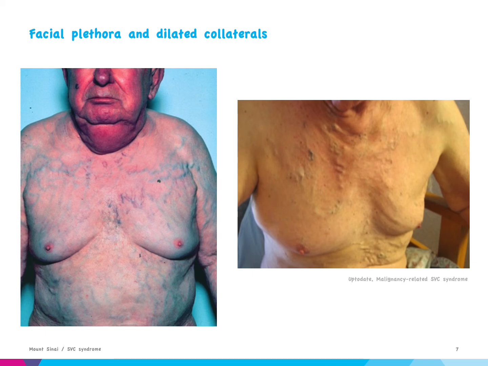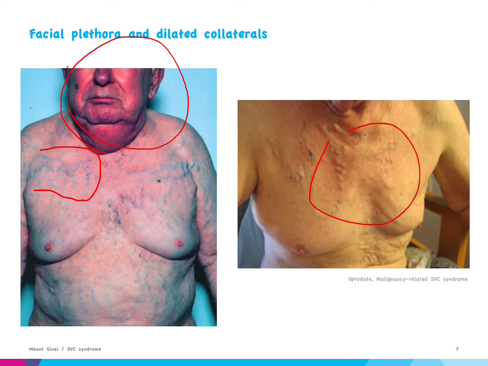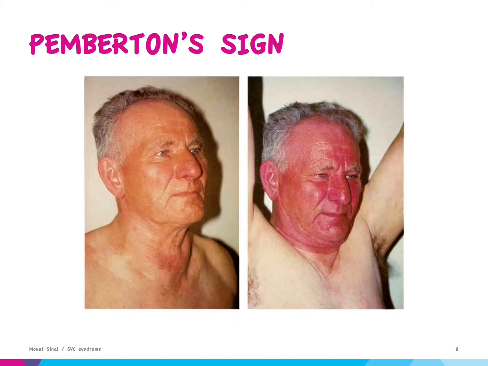Now we can see some pictures that show the facial plethora here, so this very red face, and all this dilation of the collaterals through the chest and the mediastinum. Another very typical sign is the Pemberton sign. It's not specific for SVC syndrome. We can find it in other diseases, but it's very classic that when there is an obstruction in this area and we elevate the arms, then we will have a worsening edema of the face. This is due to the increasing pressure of the venous system.